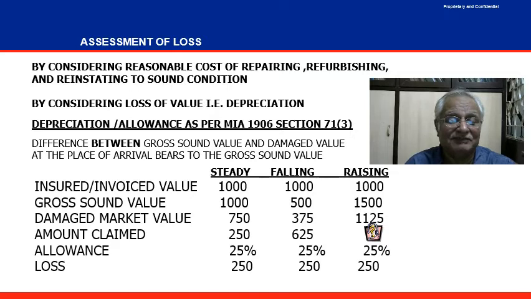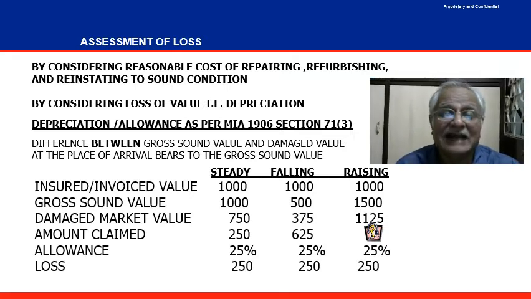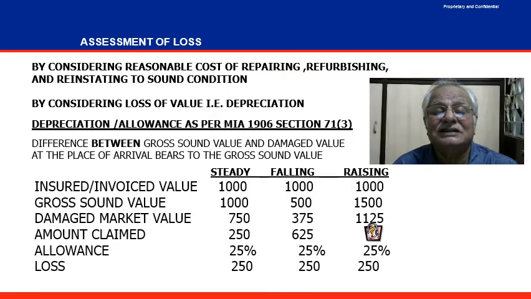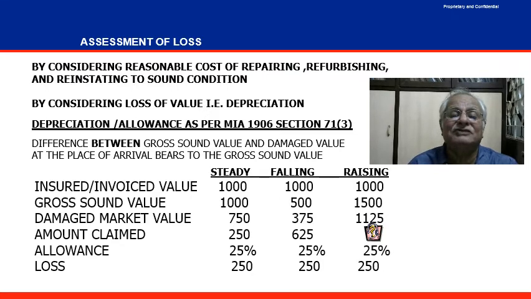So now let us take an example that the market is steady. In a steady market, the insured value is 1,000 and the gross sound market value is naturally the same. There is no difference. The damaged market value of that particular consignment is 750. You can use rupees, dollars, whatever it is. So the claimant will put up a claim of 1,000 minus 750, so 250 dollars or rupees is the claim. That is around 25%, and 250 is what is recommended by the surveyor. There are no issues, no hassles, no discussion, no complaints when the market is steady. But what happens when the market is falling?